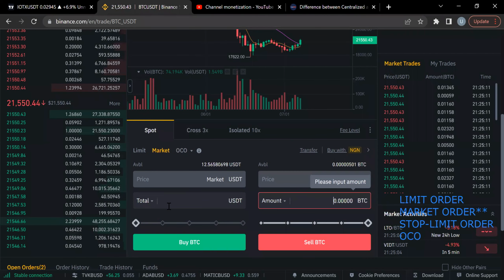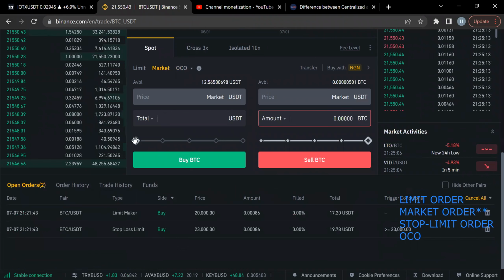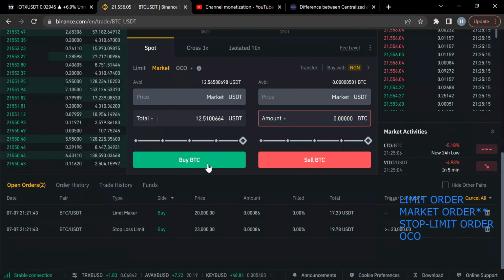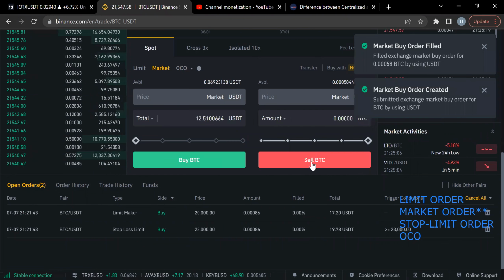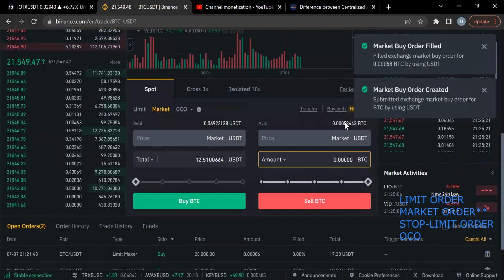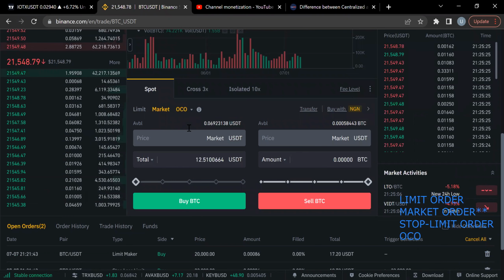Okay, I have to buy first. I cannot sell what I don't have. So I have to just buy first. Let me just use all my $12 and buy. Okay, so now I've bought, you can see now that I have BTC. So I can practice it now. Let's practice it now.